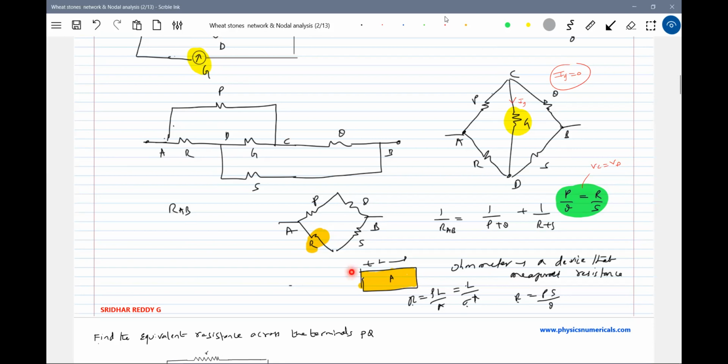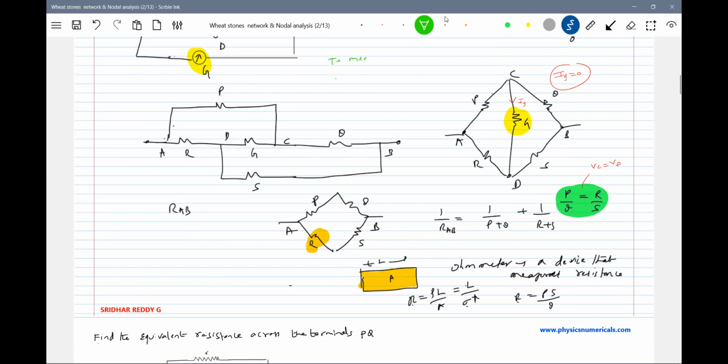The primary idea of the Wheatstone network is that it was designed by a botanist, an agricultural person, who was nowhere related to physics. He wanted to measure the fertility of soil. To measure the fertility of soil, we use this Wheatstone network. There's a major advantage of this one.